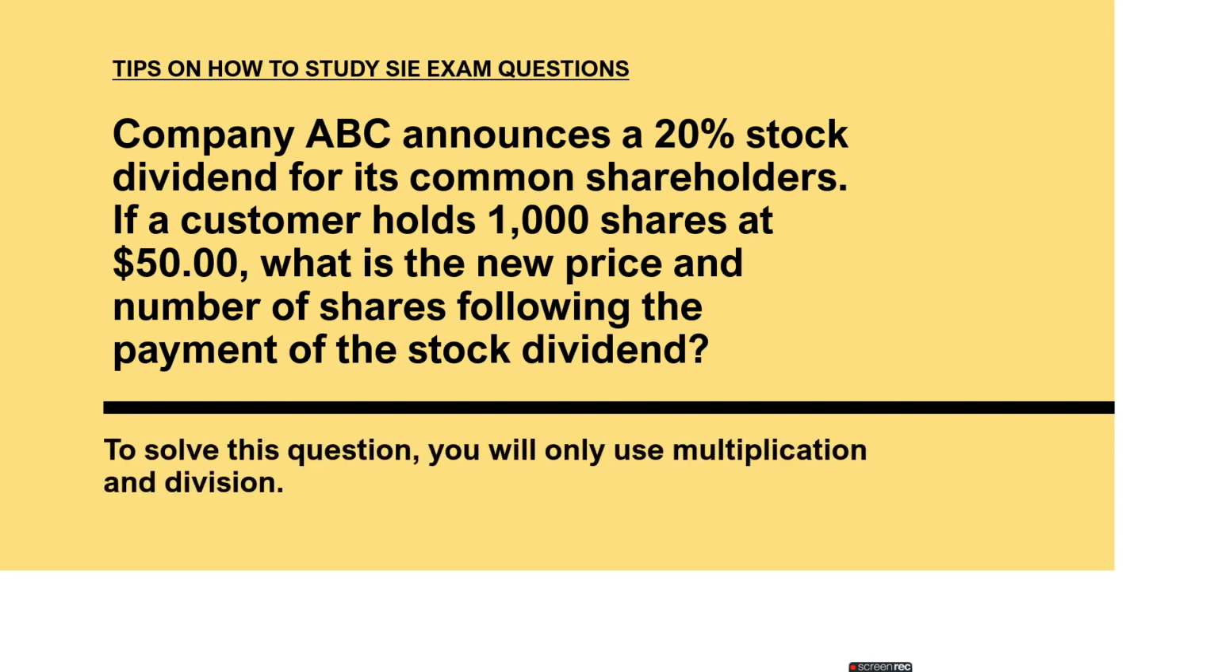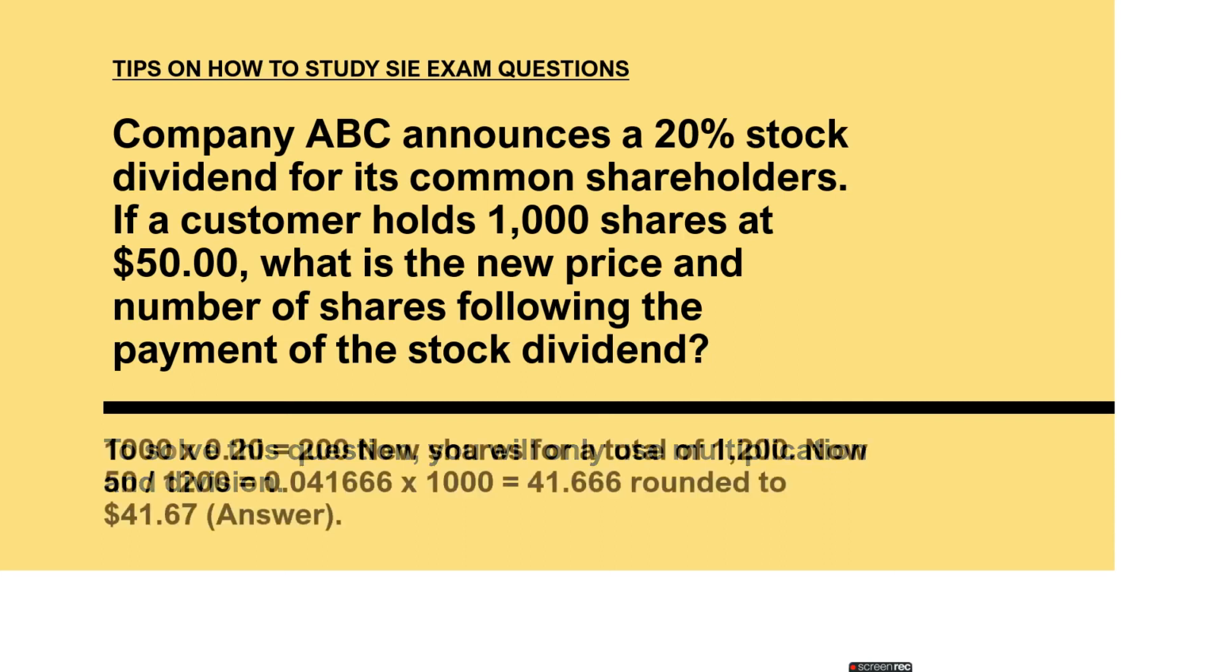To solve this question, you will only use multiplication and division. So you're going to do 1,000 times 20%. And remember, the SIE calculator does not have a percentage function, so you have to insert the percentage as a decimal. So we're doing 1,000 times 0.20, which is 200 new shares, bringing our total shares to 1,200. You're going to separate that now. Hold that, 1,200 new shares.